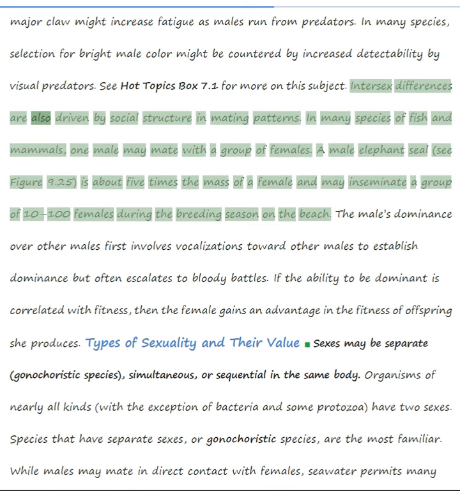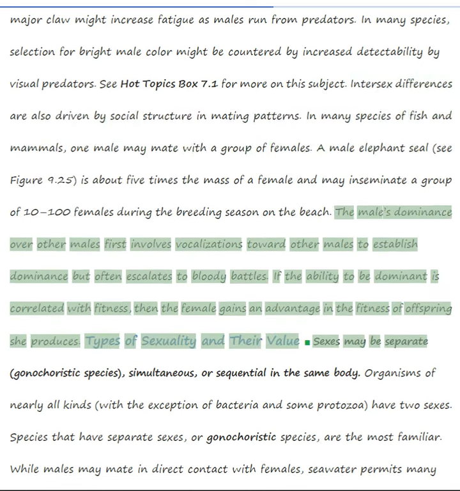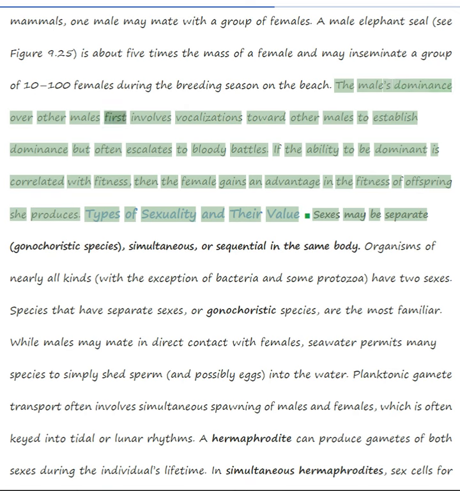Intersex differences are also driven by social structure in mating patterns. In many species of fish and mammals, one male may mate with a group of females. A male elephant seal is about 5 times the mass of a female and may inseminate a group of 10-100 females during the breeding season on the beach. The male's dominance over other males first involves vocalizations toward other males to establish dominance, but often escalates to bloody battles. If the ability to be dominant is correlated with fitness, then the female gains an advantage in the fitness of offspring she produces.